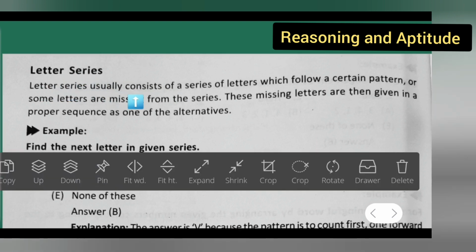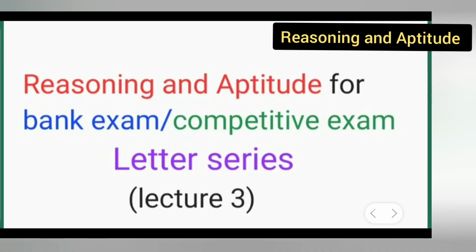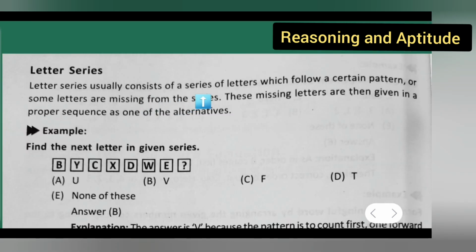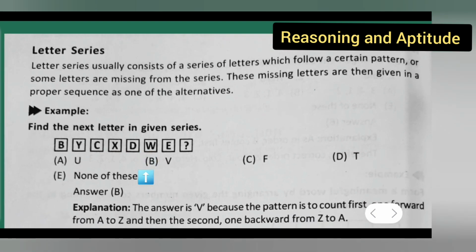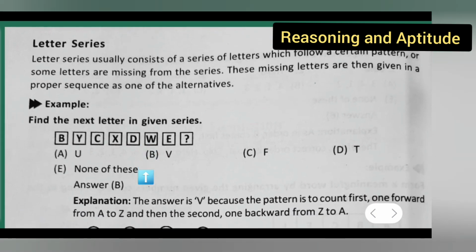Letter series usually consist of a series of letters which follow a certain pattern, or some letters are missing from the series. These missing letters are then given in a proper sequence as one of the alternatives. For example, you can take this example: find the next letter in the given series.